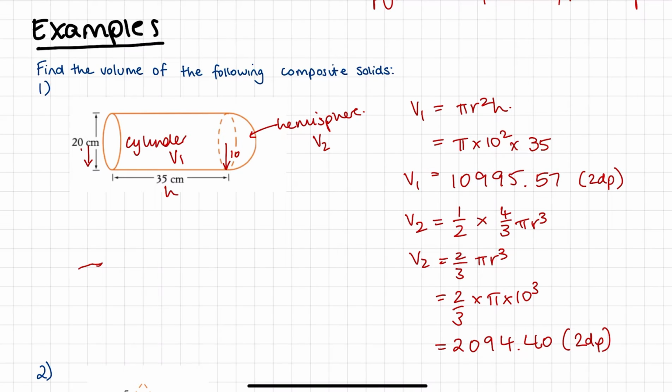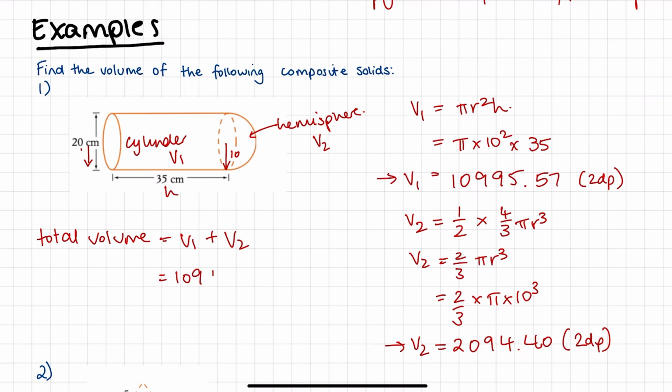Okay, so now we're not quite done yet. We found the volume of the cylinder, this one here, and we found the volume of the hemisphere. Now we have to add those two together to find the total volume. The total volume I'm going to put over here, but you are more than welcome to put it underneath your working out, is volume 1 plus volume 2, because we're adding on the hemisphere to the cylinder. Okay, so add those two values together.